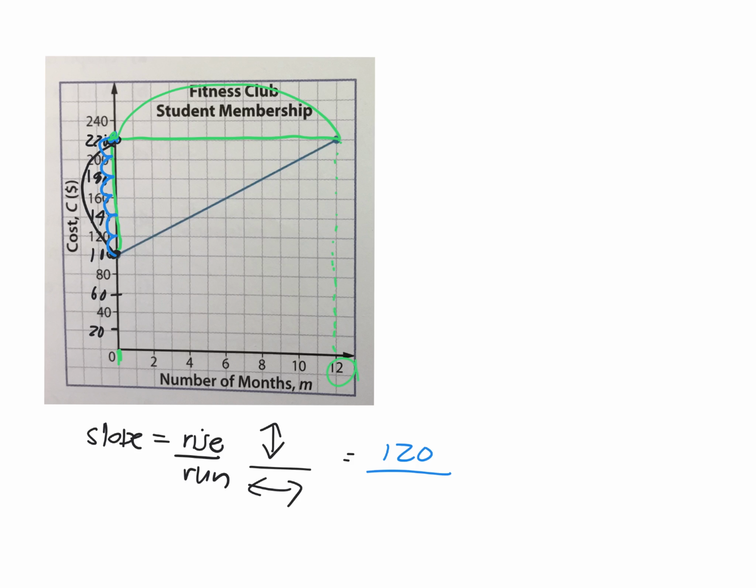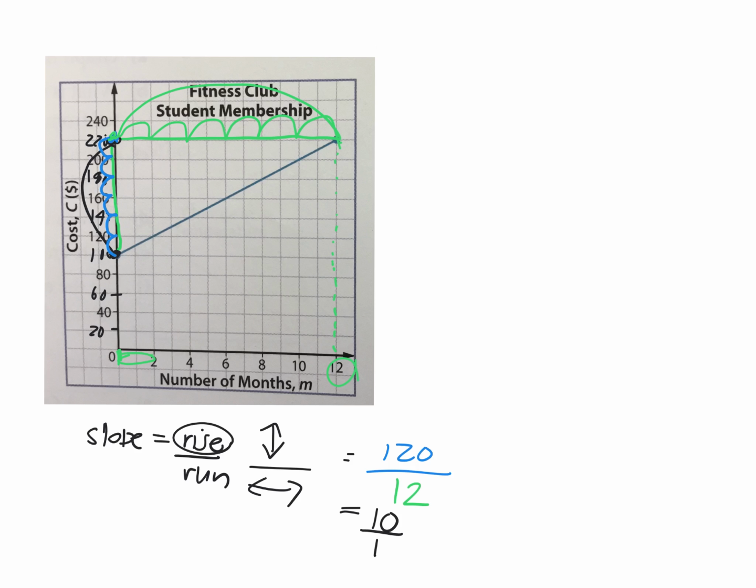12. So what's the run? We can actually count the squares. Each 2 squares represents 2, so 2, 4, 6, 8, 10, 12. What's the run? 12, right? So let's reduce it, yeah? What's 120 divided by 12? So the slope of this line is actually 10. Okay, so the rise is 10 and the run is 1.